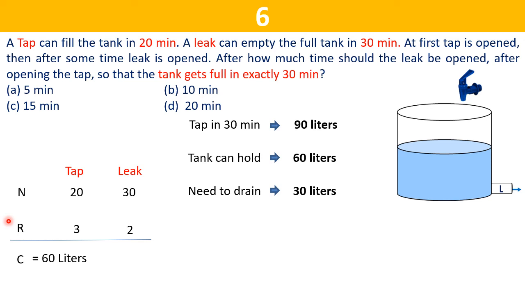Now what is the rate of draining or leaking? 2 liters per minute. So 30 लीटर पानी बाहर निकालने के लिए लीक को कितना देर चालू रखना पड़ेगा? That can be found as 30 divided by rate of leaking, that is 2, which will give you 15 minutes. इसका मतलब लीक पाइप को अपने को 15 मिनट चालू रखना पड़ेगा.